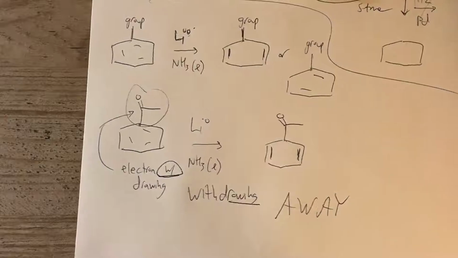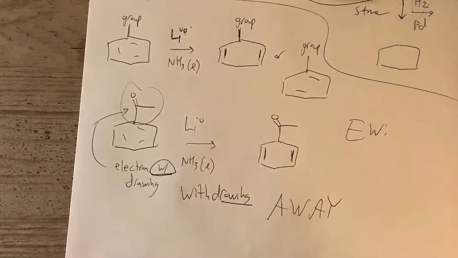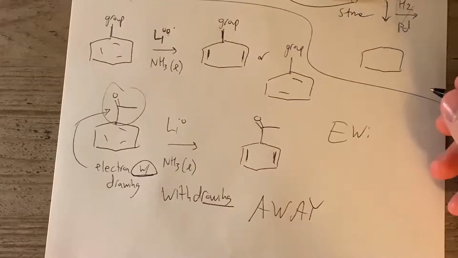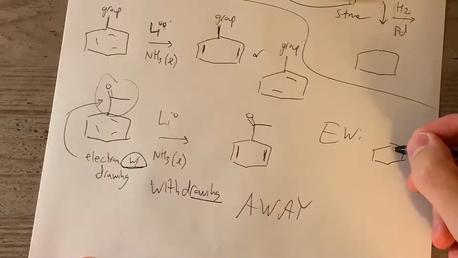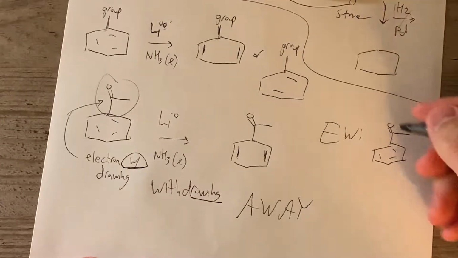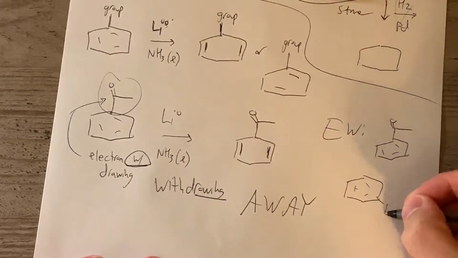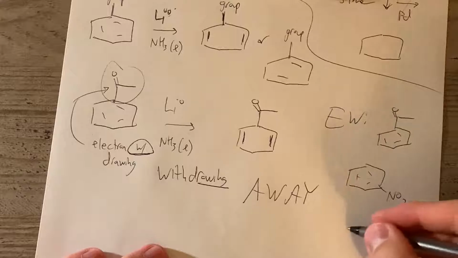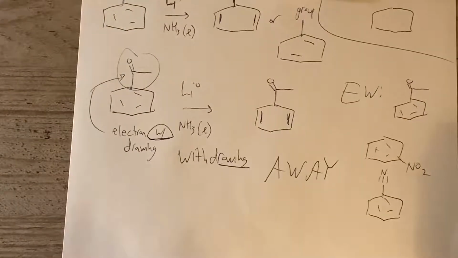The electron withdrawing groups for the Birch reduction are going to be these groups. Let me show you. You've got the ketone, which I just showed you. We could have a nitro group. We could have a nitrile. All right. Moving on to electron donating groups.